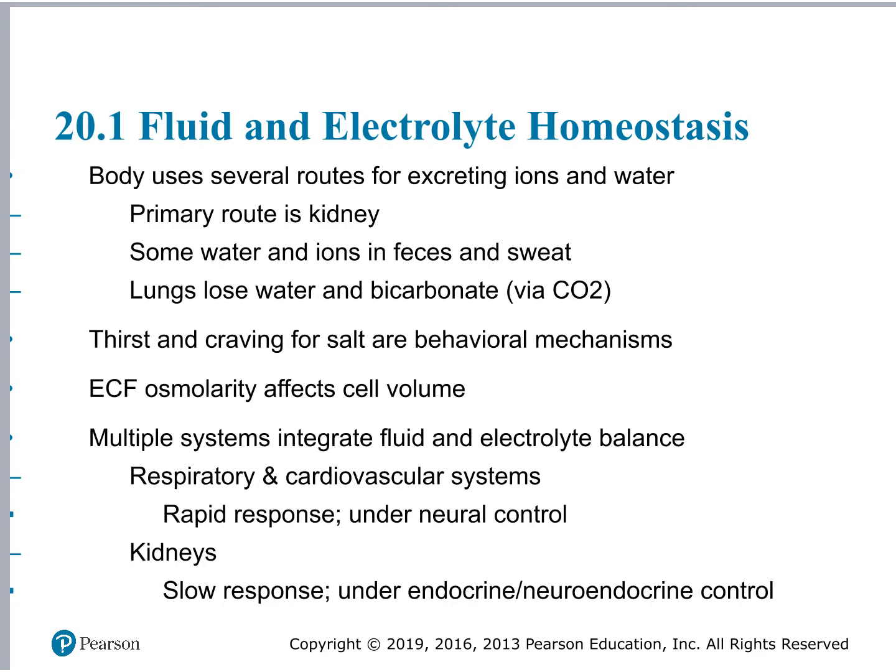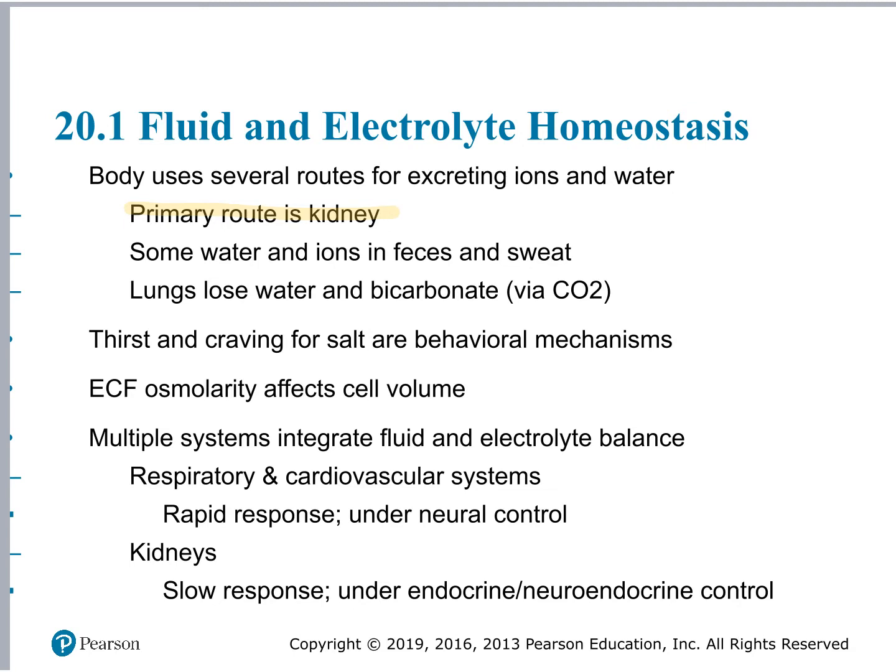So if we get too much, then there's a system in place to excrete the excess, and if we don't have enough in our bodies, then there has to be a way to introduce it back into the body. All right, the primary route for getting rid of excess ions and excess water is going to be the kidneys in the urinary system, because a lot of water is lost in the filtrate that is gathered to make urine.